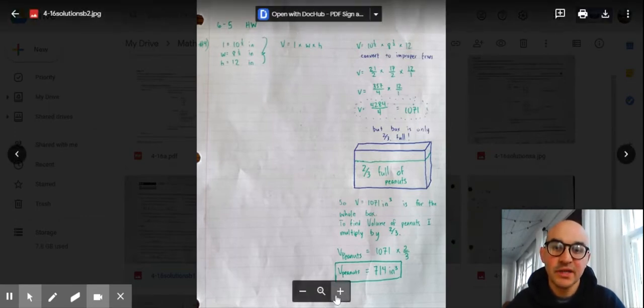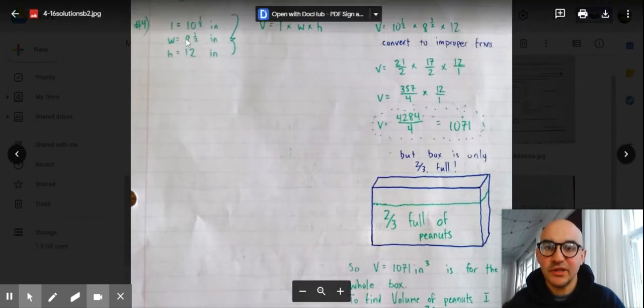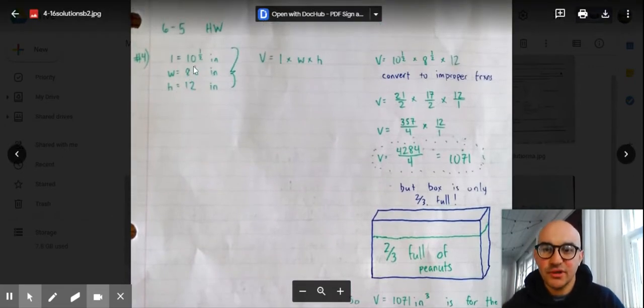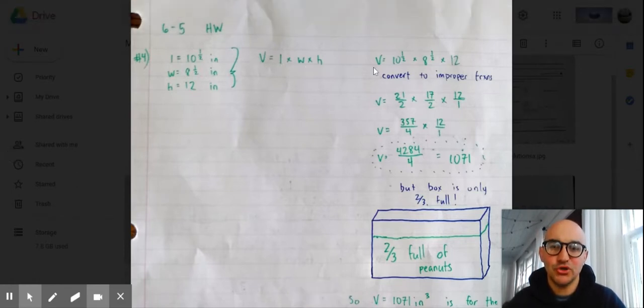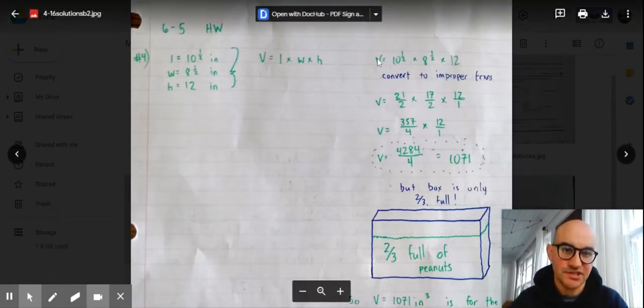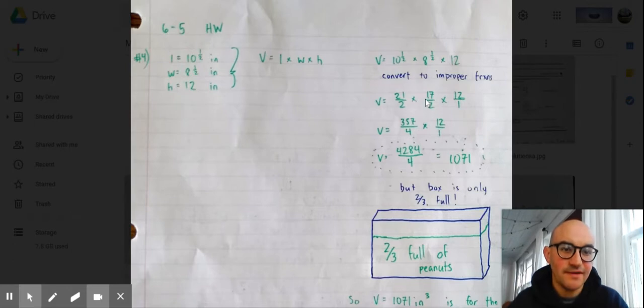So the first thing we're going to do is we're going to write down the length, width, and height that we were given. And these are just taken straight from the problem here. And then I remember my equation for volume is length times width times height. I have to find the volume of the box first, and then I'm going to find the volume of the peanuts, and we'll get down to that in just a second. But first thing I do, I write out my equation with my values in there, and I convert each of my mixed numbers into improper fractions, as you see here. I first multiply 21 halves by 17 halves to get 357 over 4. Then I multiply that by 12, and I get a final value of 1,071. And I circled it. That's the volume of the box.